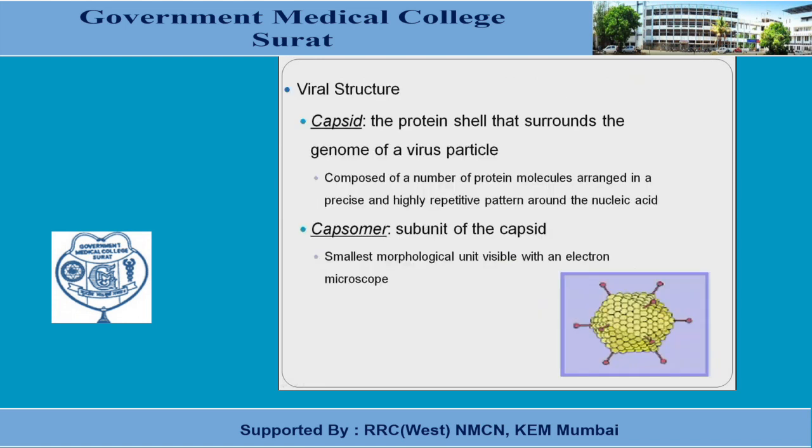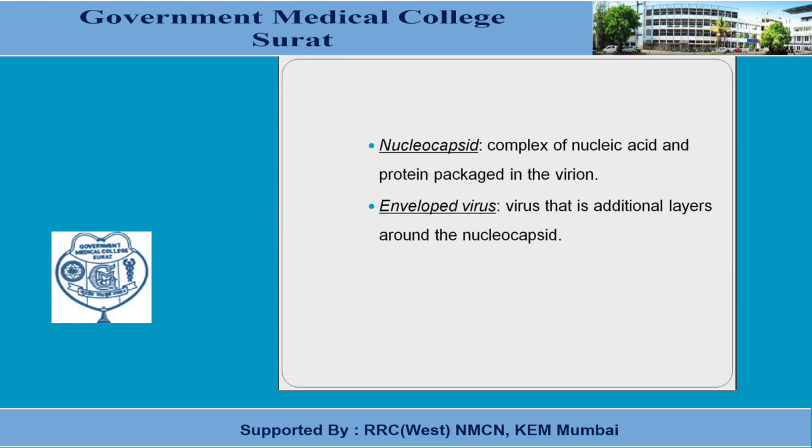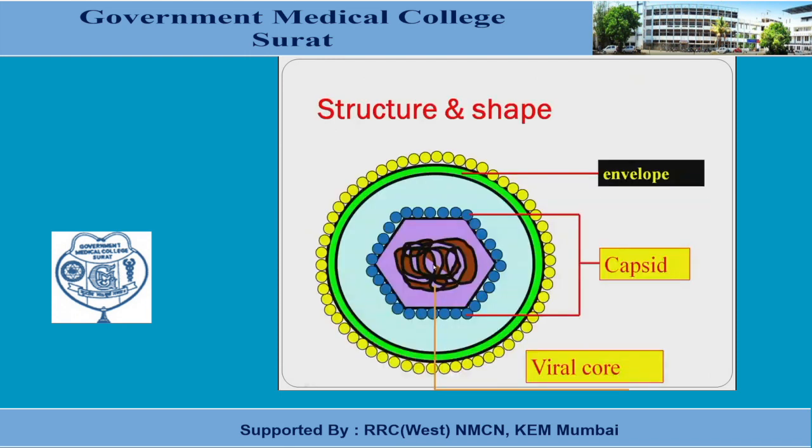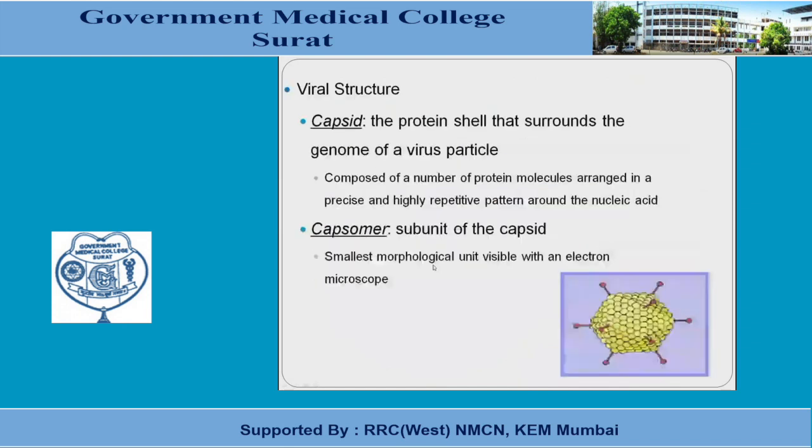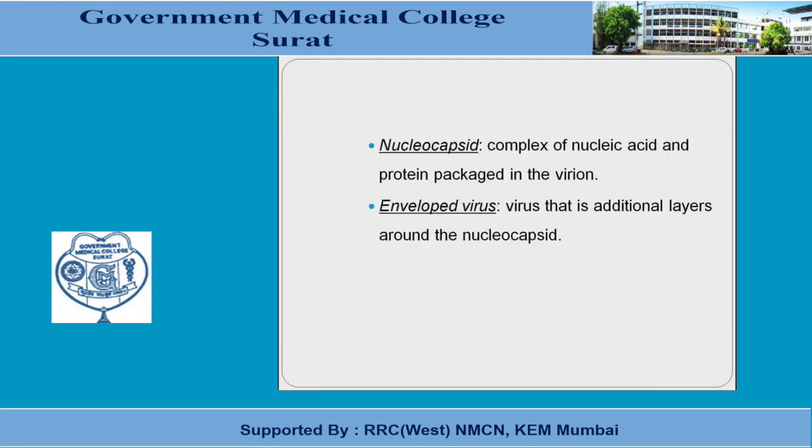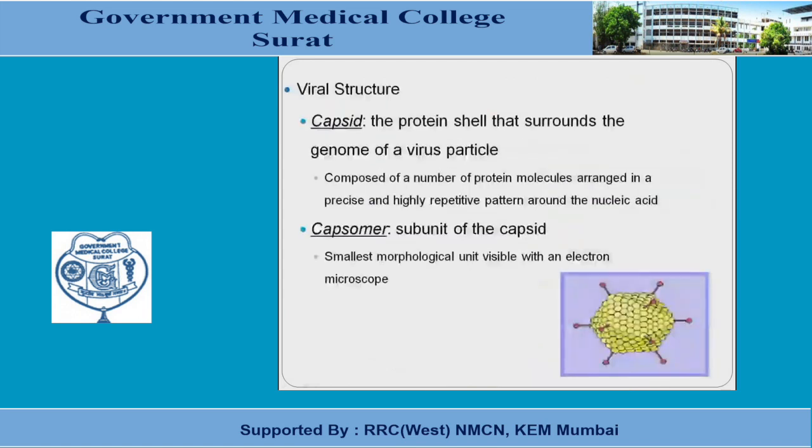So what is the structure of the virus? Over here there is a capsid. It is the protein shell that surrounds the genome of a virus particle. We can see here these are the capsids surrounding the virus genome. They are composed of a number of protein molecules arranged in a precise and highly repetitive pattern around the nucleic acid. Another is the capsomere, a subunit of the capsid. You can see the capsomere. It is the smallest morphological unit visible with the electron microscope.